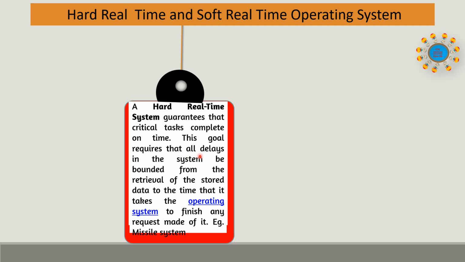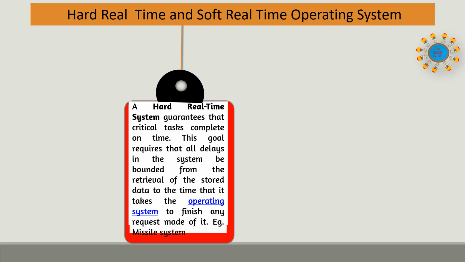This goal requires that all delays in the system be bounded, from the retrieval of the stored data to the time it takes in the operating system. That means not even a 1/10 of a second delay. We have to handle it as soon as the data comes. We have to complete the work.